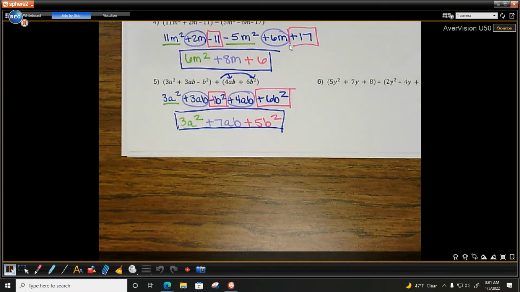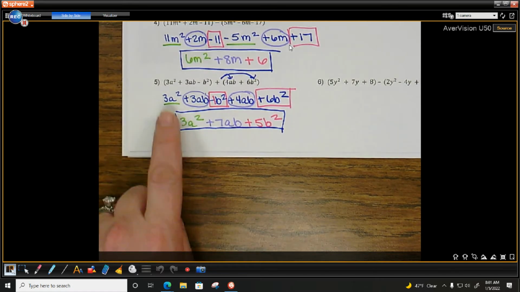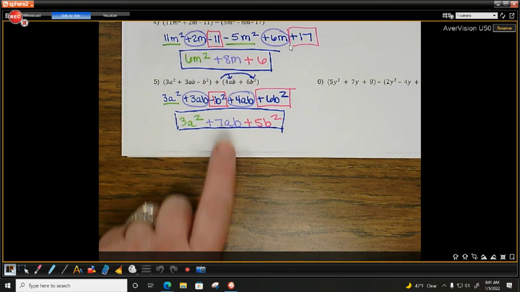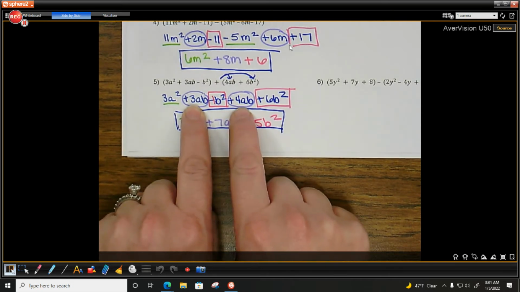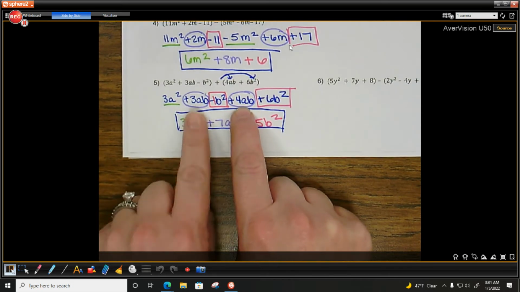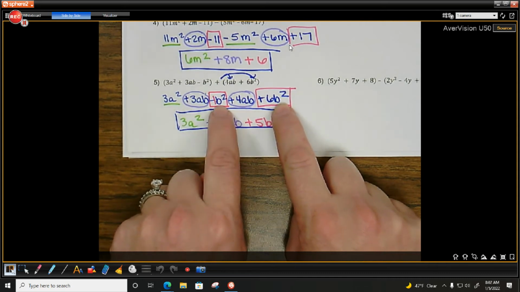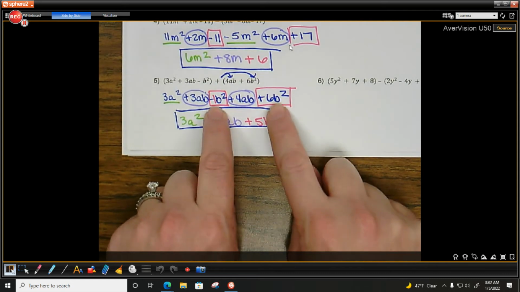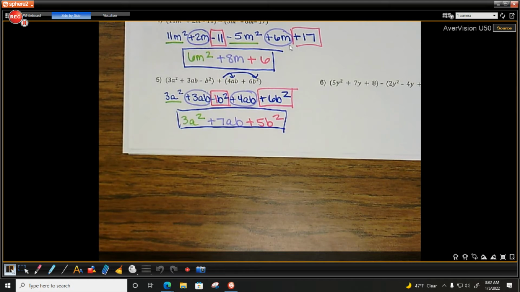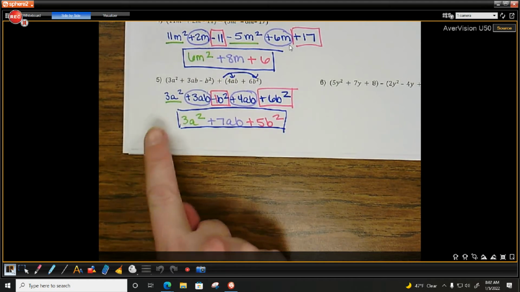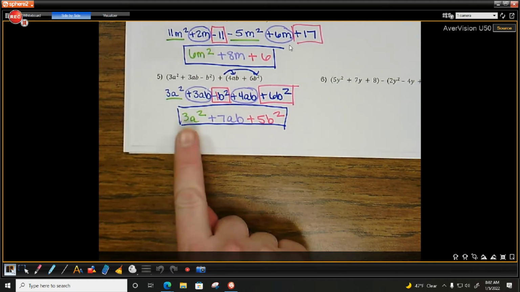Do we have questions? If you got something wrong, ask a question. There's no like term with my 3a squared. Drop it down. My ab's, 3 plus 4 is 7. And then I have my b squares. This minus b squares is a minus 1. So 6 minus 1 is 5. Good? Now this is in the correct form because a's come before b's.